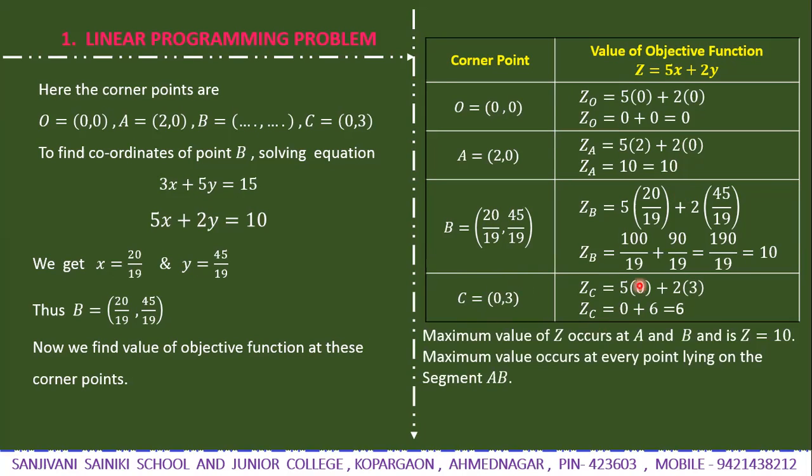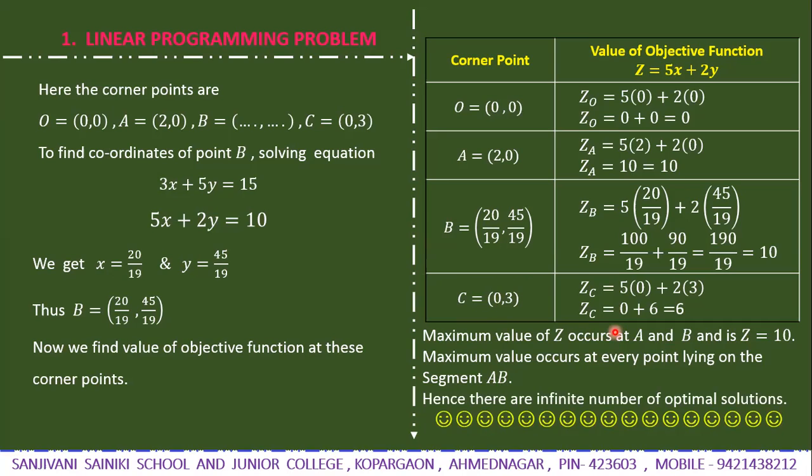So the maximum value of z occurs at point A as well as the point B. At these 2 points, we get the maximum value 10. So we conclude that every point which lies on the line segment AB is a solution of the given problem. So there are infinitely many optimal solutions for this problem, and any point on the line segment AB is the solution of this linear programming problem.